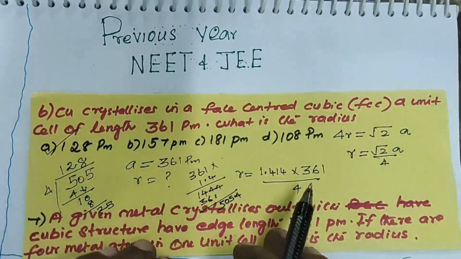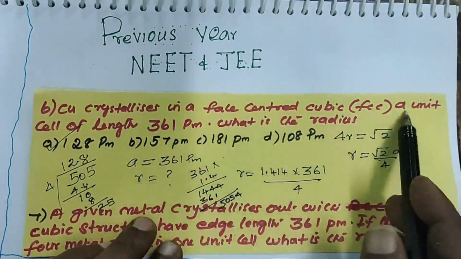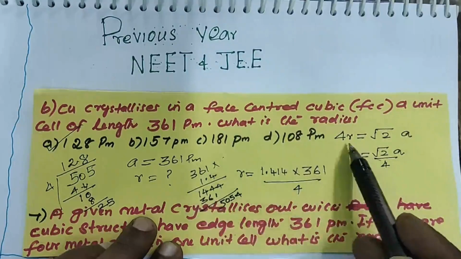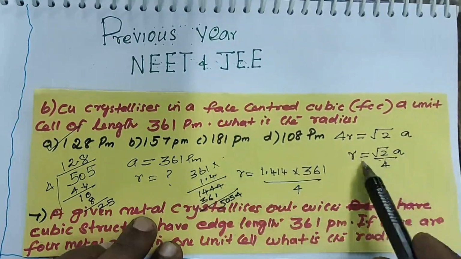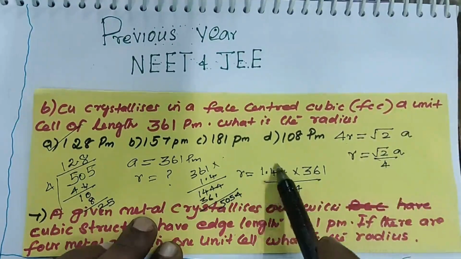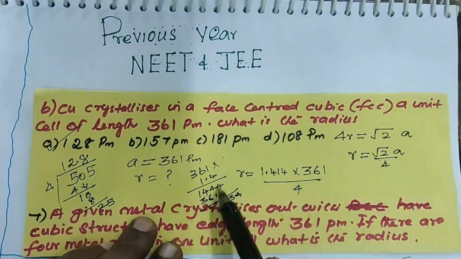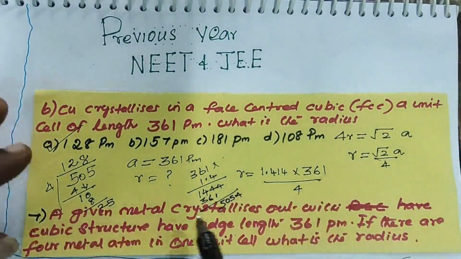128 picometer. So copper crystallizes in a face-centered cubic, FCC. Edge length and radius are related by the formula 4r is equal to root 2 a. So r is equal to root 2 a by 4. Substitute for the calculation. Instead of 1.414, 1.4 is taken. So multiply and divide. Solve the problem.